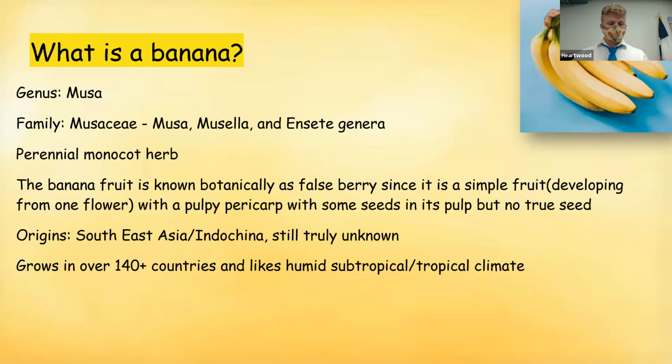The origins of the banana are still truly unknown. Some estimate Indochina, Southeast Asia, is probably the likely area in which they lived and originated. The plant likes hot and humid conditions and grows in over 140 countries.